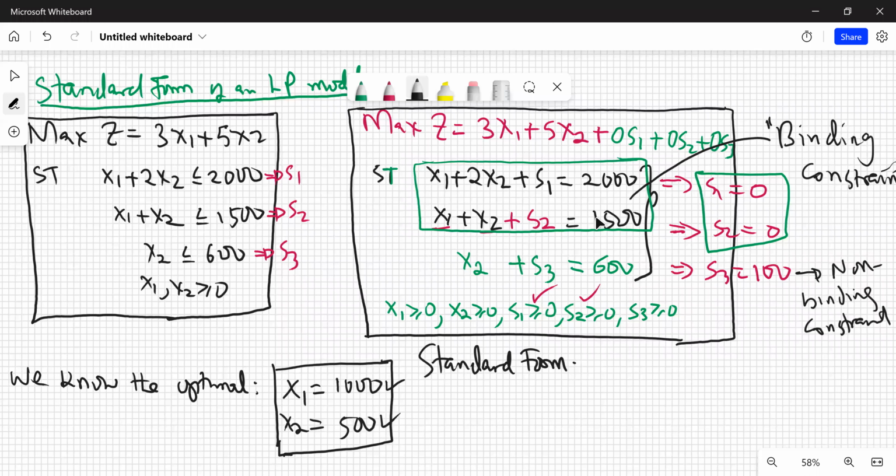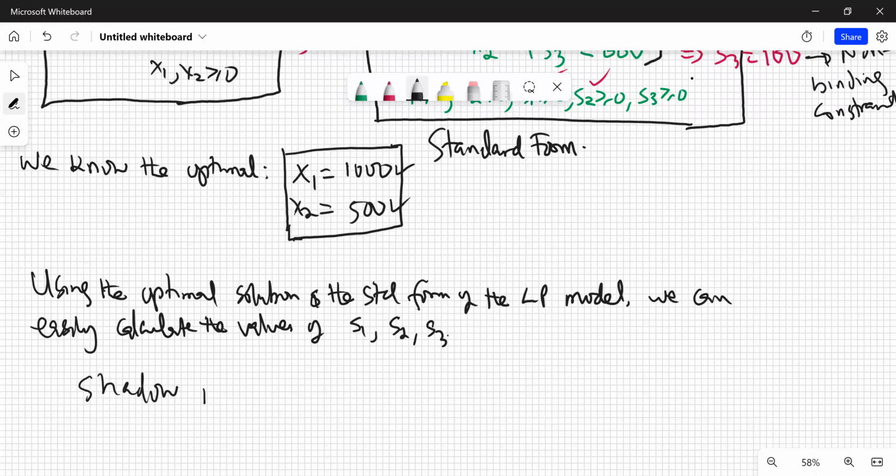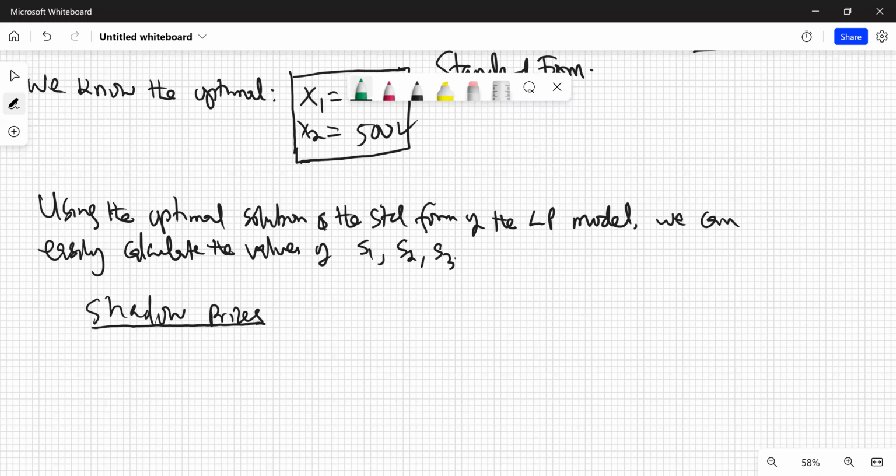So any question there? Maybe as you figure out the question, we can talk about shadow prices. So how do we calculate shadow prices? We say that shadow prices are calculated from binding constraints. That's number one. You calculate them from binding constraints.